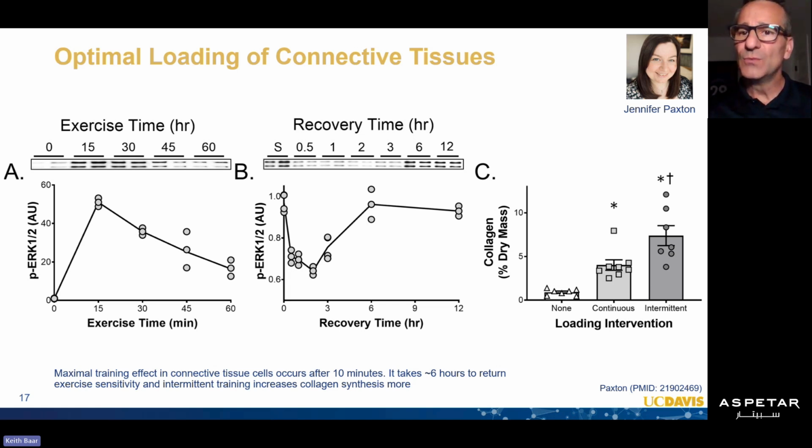What you want to do is get these 4 sessions, or even 2 sessions, in a day, where you actually got more collagen with the continuous load, but you got twice as much collagen if you did it intermittently: 10 minutes, 6 hours of rest, 10 minutes of stretch.